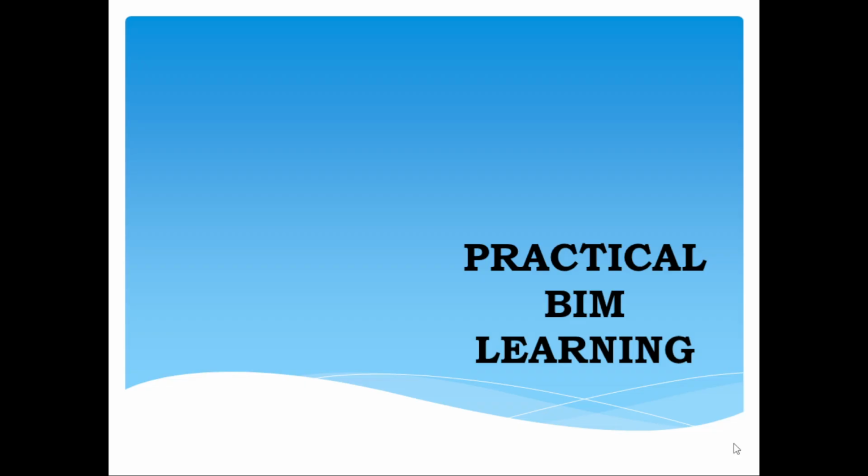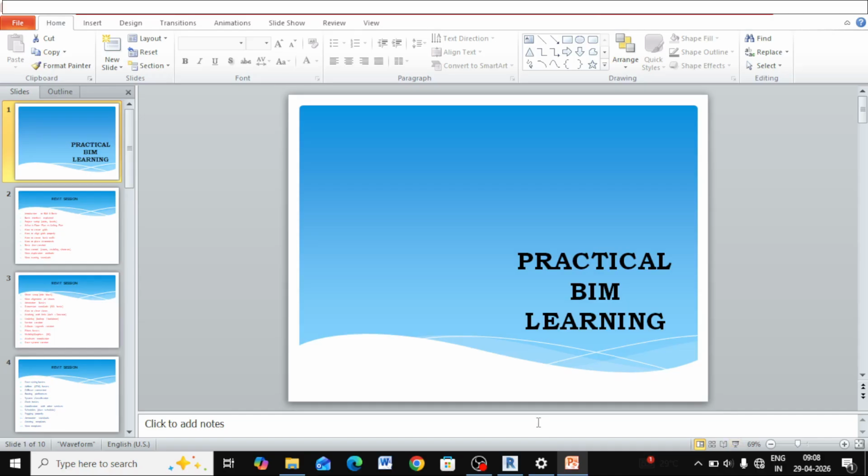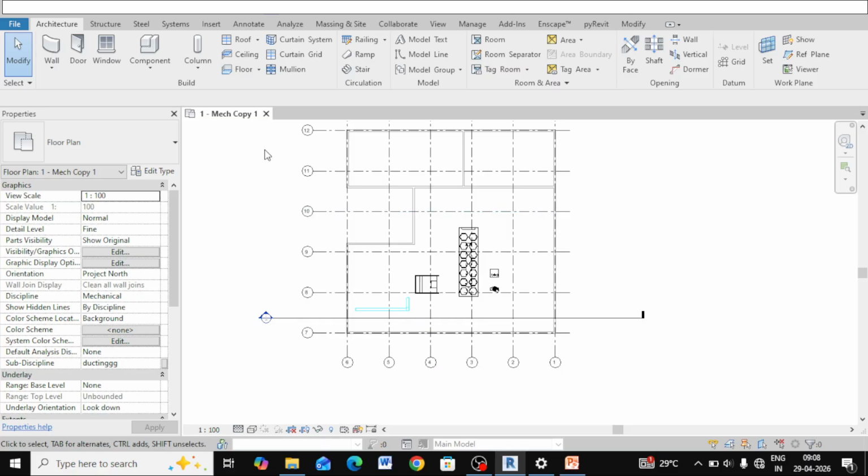Today I am going to explain an important topic in Revit MEP, which is manage links. In real projects, we don't work alone. Architecture, structure, and MEP models are created separately. To coordinate all these models, we use the manage link tool. So today I will explain what is manage links, why we use it, types of links, and how to manage them step by step.